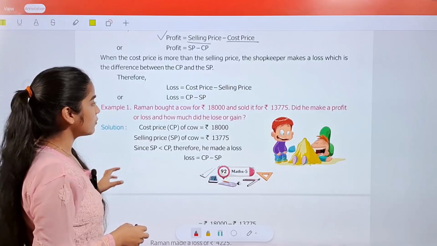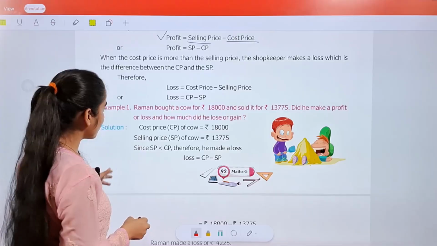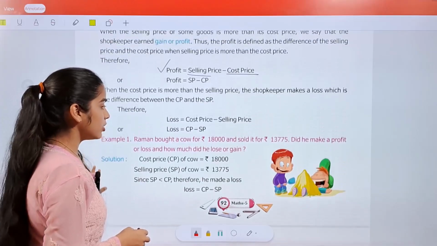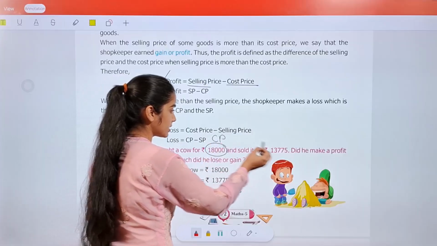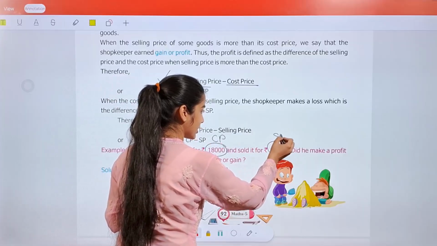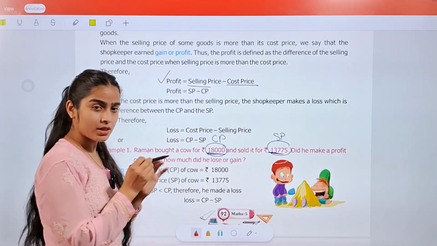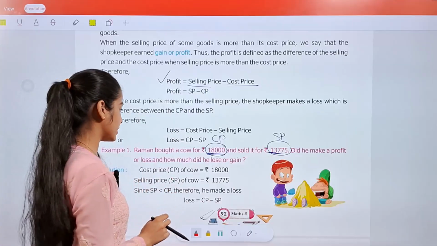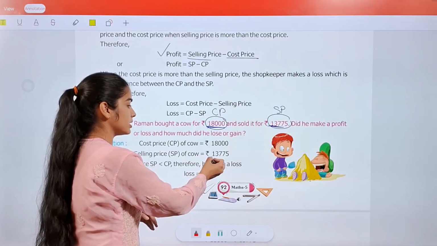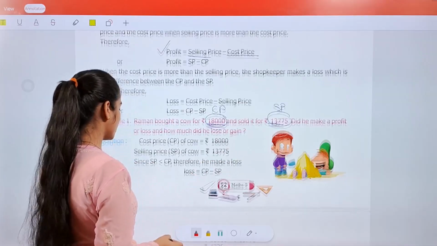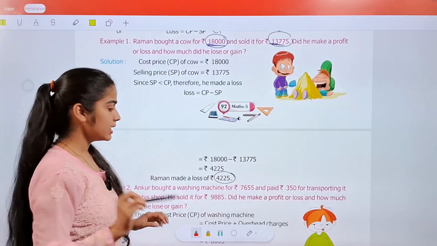Raman bought a cow for 18,000 and sold it for 13,775. Did he make a profit or loss, and how much did he lose or gain? So first of all, this is your CP and this is your SP, cost price and selling price. CP is greater than SP, it means it is a loss. तो ये हमने clarify कर लिया कि it is a loss. Next, how much loss? So 18,000 minus 13,775, which is 4,225 का उन्होंने लॉस किया है.